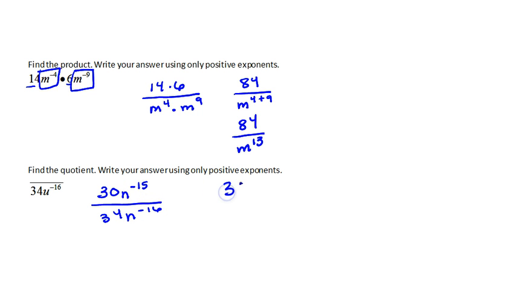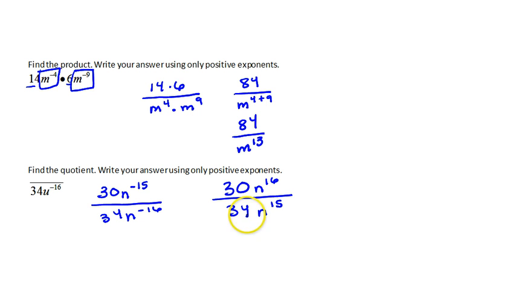So I'm going to rewrite this as 30. To get rid of this negative 16, I'm going to move it to the top. So n to the 16th power. Now I don't have to write it as a negative power. On the bottom I have 34, and I'm going to take this negative power and switch it. This is another way of writing this using only positive exponents.